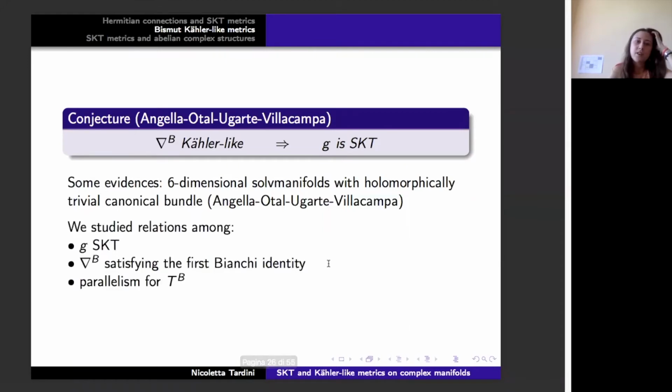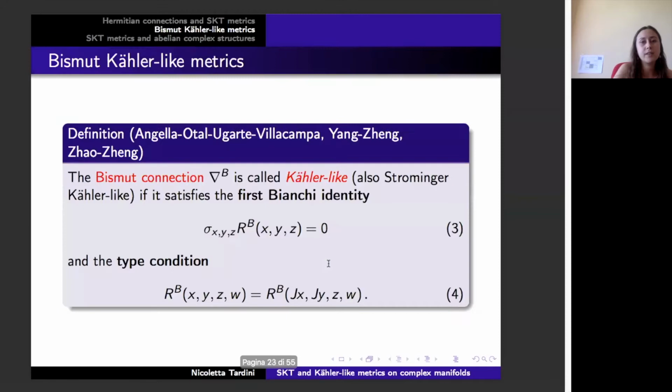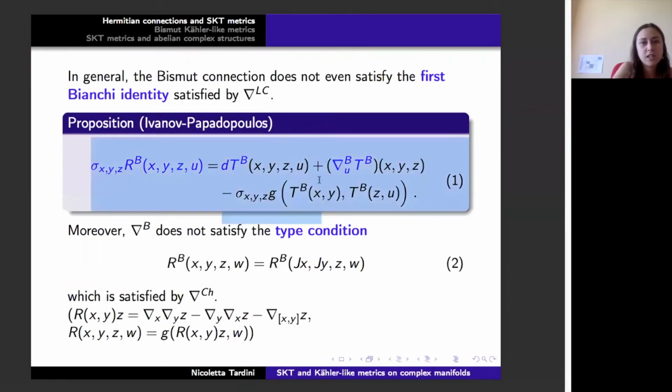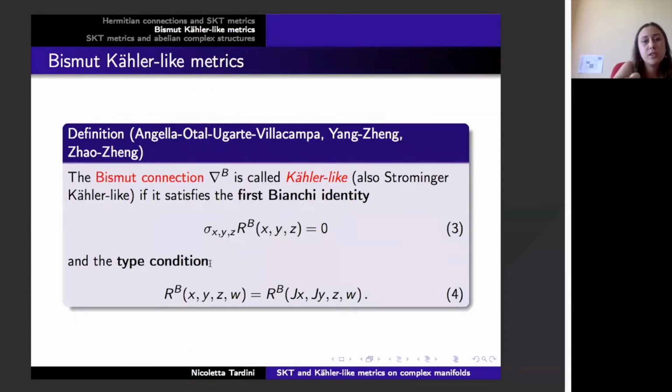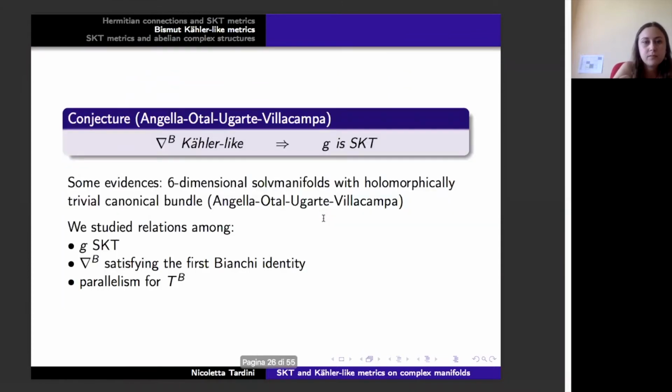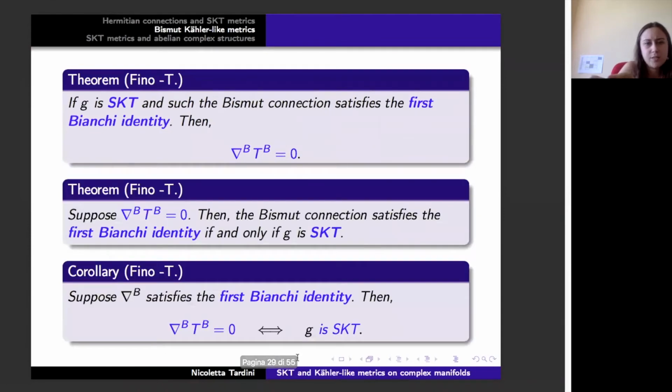So with Anna Fino, we thought about studying how the SKT condition is related to the first Bianchi identity for the Bismut connection, and the parallelism of the torsion. Essentially because we have this relation here, this proposition of Ivanov and Papadopoulos, saying that the Bismut connection indeed seems to be related to the SKT condition and the parallelism of the torsion. So we wanted to understand how these conditions are related, also in relation to the fact that the first Bianchi identity is part of the definition of being Kähler-like. Maybe let's skip these two results just to look at the last one.